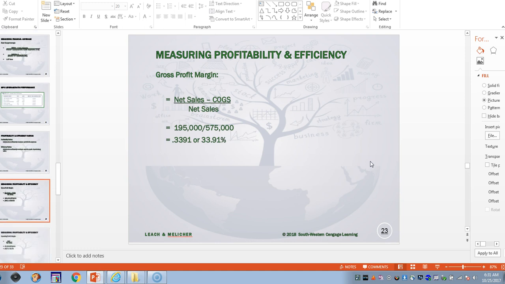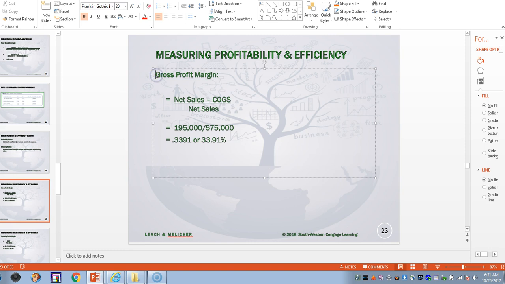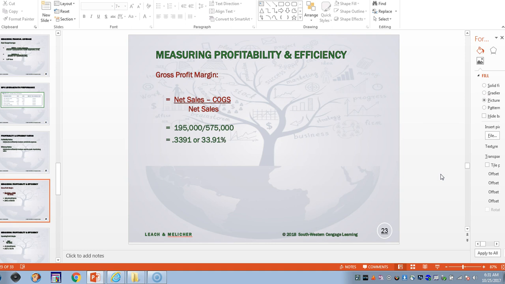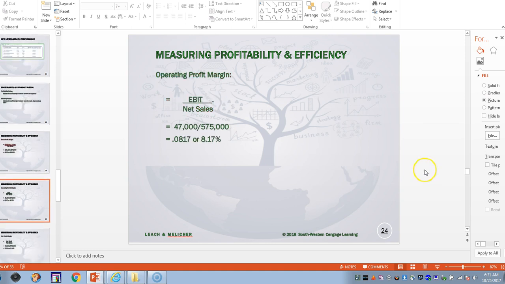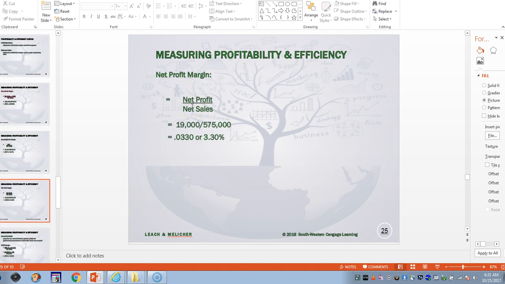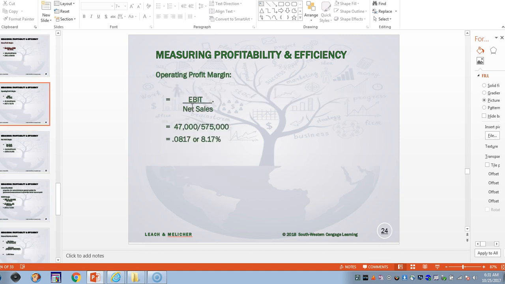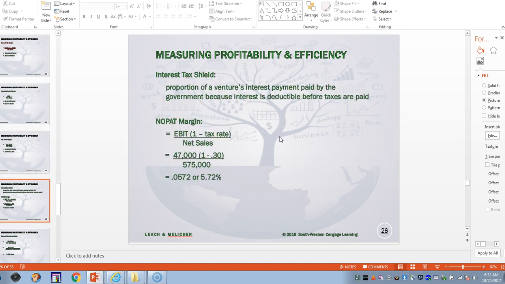And now we get to the profitability ratios. This is important, right? And this is your gross profit margin. And here's your operating profit margin, EBIT over net sales. Right? And then we have net profit margin, which is net profit over net sales. And you should be able to find these numbers in the book and make sure you understand where they come from.